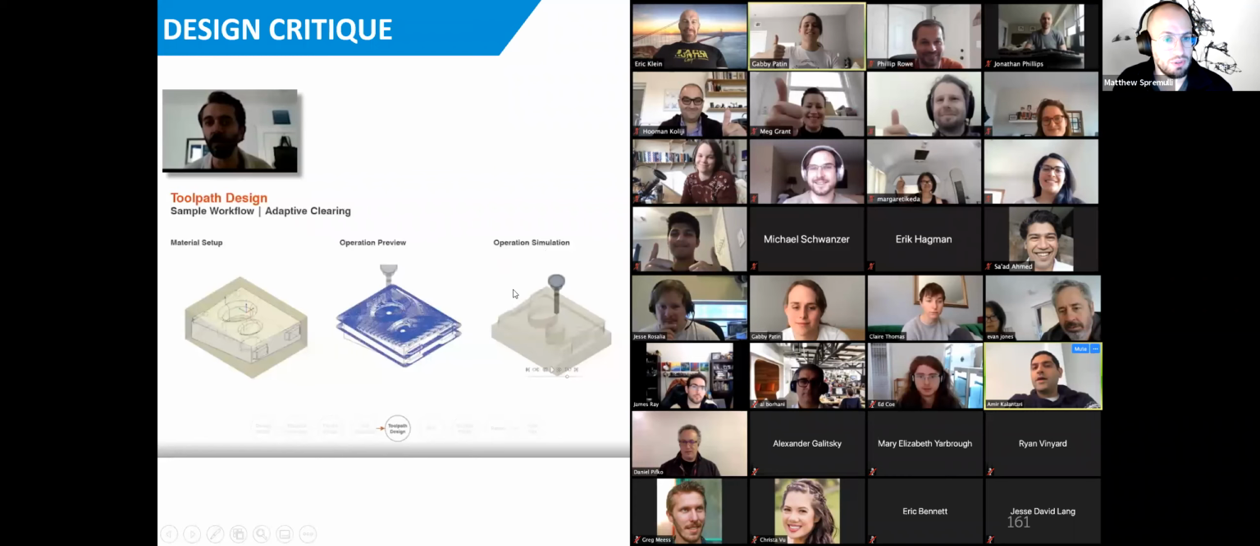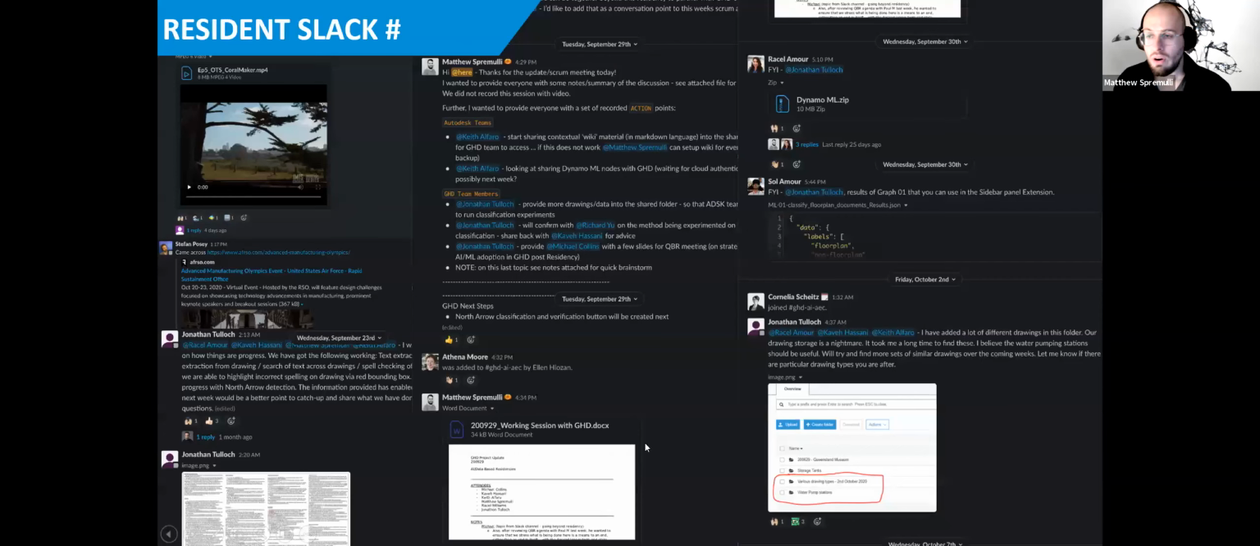We can show different examples live in the demonstrations. We bring everyone into our Slack at Autodesk. So in this case, we're working with GHD Engineering to look at some machine learning for their drawing sets. And in this case, we're even able to give them snippets of code in Dynamo and even here, so we can work directly with you on Slack.